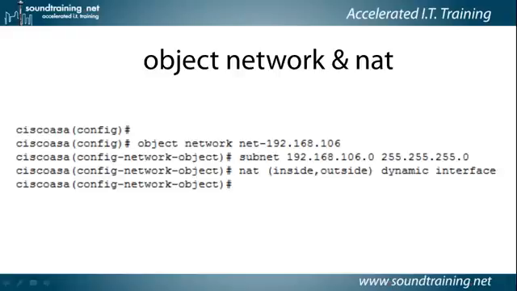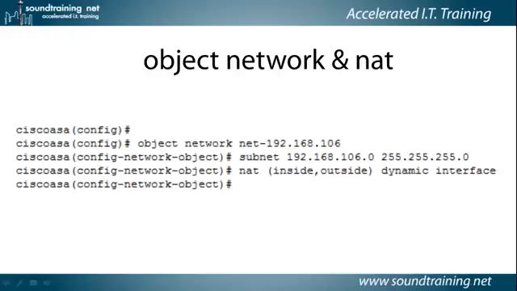Just a comment on this, you can do all kinds of interesting things with this. One of them that you may want to consider is instead of using the subnet command, you can specify range. So we would say range, and then we would specify the beginning and ending IP addresses of the range that we want to allow to use NAT. Just an option. I'm not going to demo it, but something to consider.